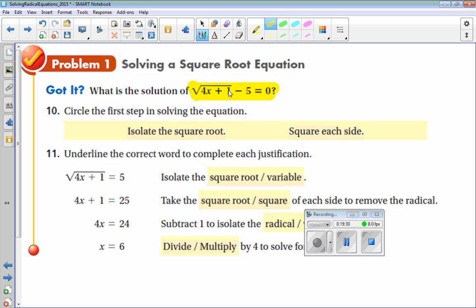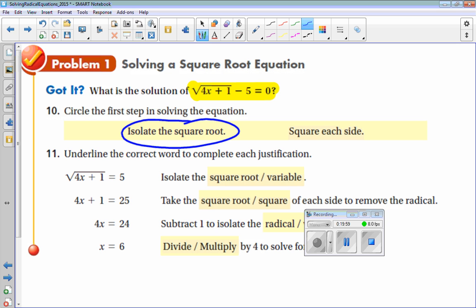Now, the first step, anytime you want to solve a radical equation, where you have a square root, sometimes a third root, whatever, the first thing you always want to do is isolate the square root. What does isolate mean? Get it by itself. Good. If I have anything on the same side of the equal sign as the square root, I need to get rid of it. So look at that equation. What's on the same side? And how would I do that?